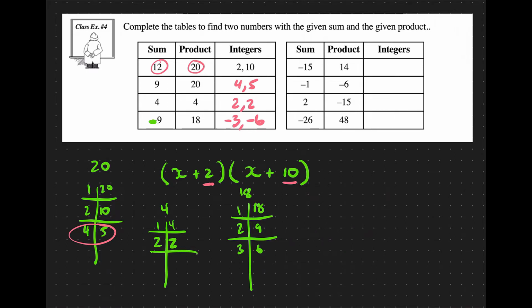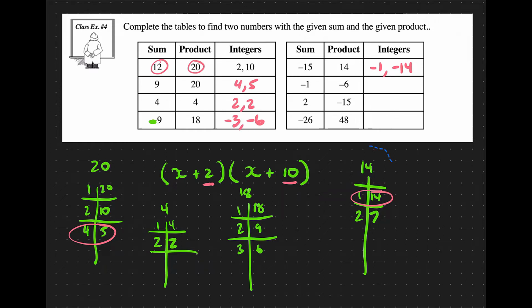Okay, and in the next table to the right, again, we've got a product of 14. So what numbers multiply together to give us 14? Well, 1 and 14 and 2 and 7. They need to add together to give us 15. That is these two right here. And the sum of those needs to be negative. So in this case, it will be a negative 1 and a negative 14.